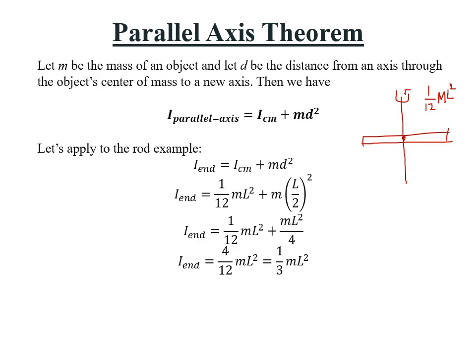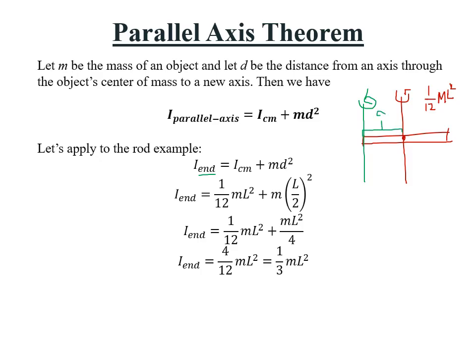Now, if the new rotational axis was at the end, we want to calculate the moment of inertia. We can use the integral, but we can use an easier way. If you don't like calculus, then this would be the easier way: using the parallel axis theorem, the moment of inertia at the end is the moment of inertia through the center of mass plus the mass of the object times the distance from the rotational axis to where the center of mass is.